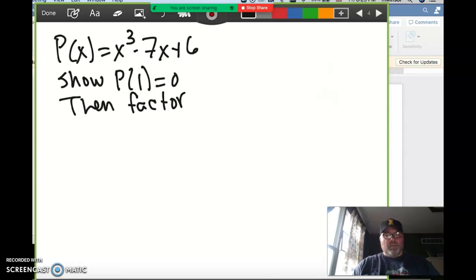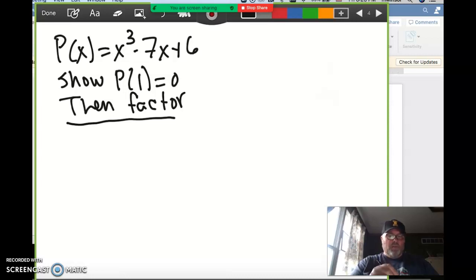One of the questions they'll have is they'll give you a function like this one, p of x equals x cubed minus 7x plus 6, and we want to show, first, that p of 1 is 0. We do that to show that 1 is a root. Then we know that x minus 1 is a factor. Then it says to factor, and we can use synthetic division to divide out x minus 1 and see what's left, and hopefully it's a nice quadratic that's easy to factor.